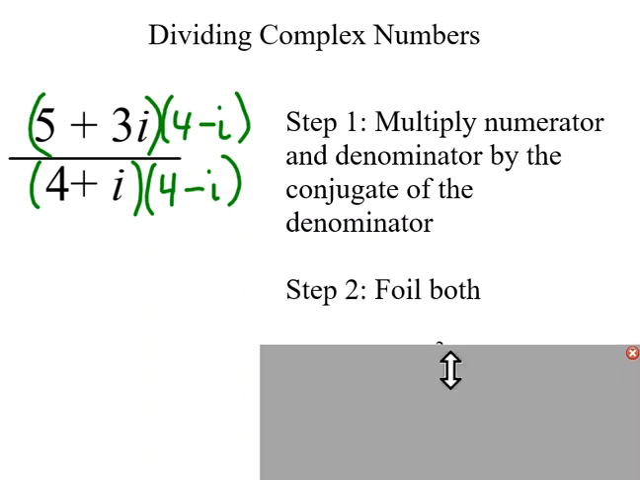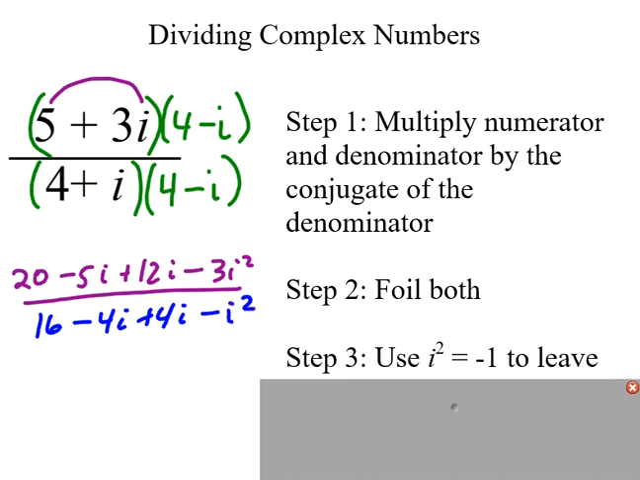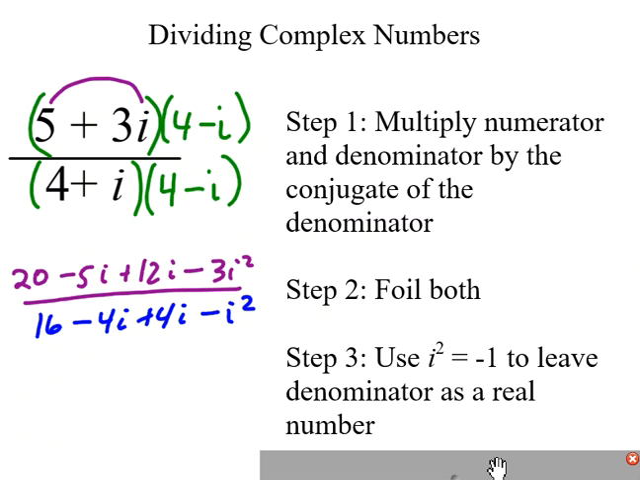Then we need to FOIL both. In this particular problem, I've got a binomial on the top and the bottom. Then we're going to have 20 plus minus 5i plus 12i minus 3i squared. And then when I FOIL the denominator, I'm going to have 16 minus 4i plus 4i minus i squared. I'm going to use i squared is equal to -1 to leave the denominator as a real number. And we're also going to combine any like terms.